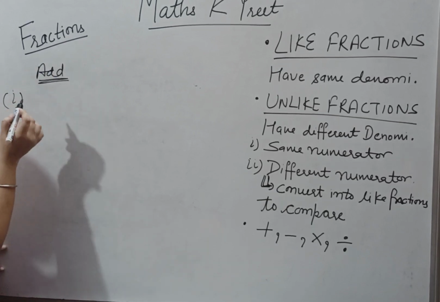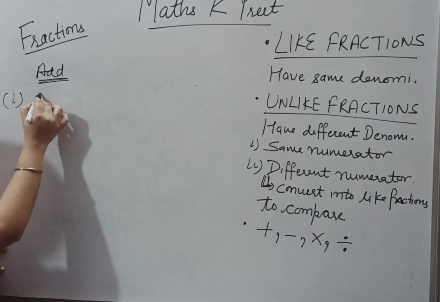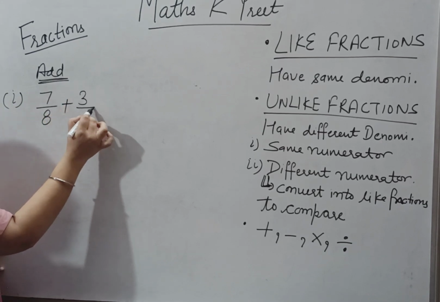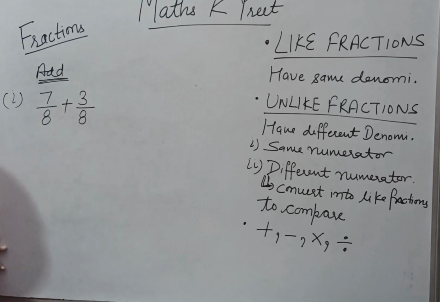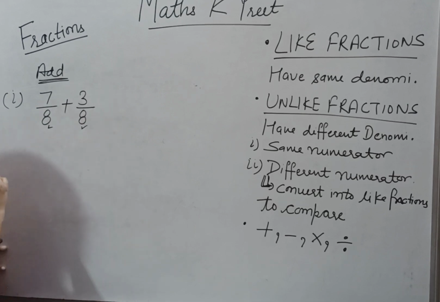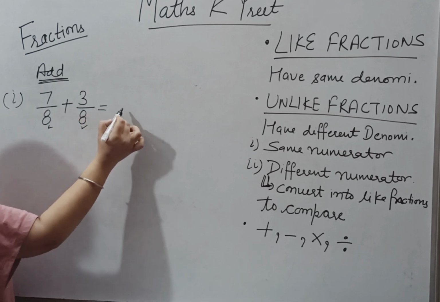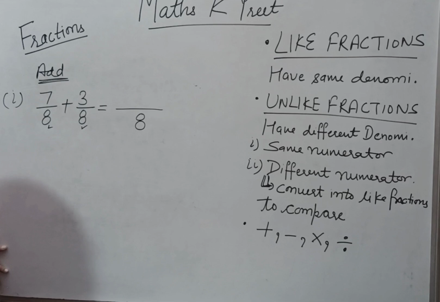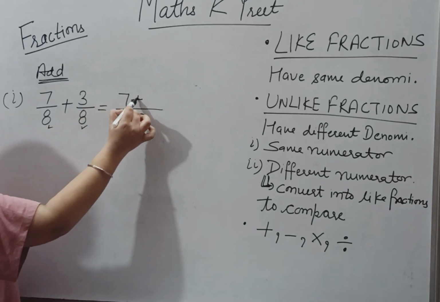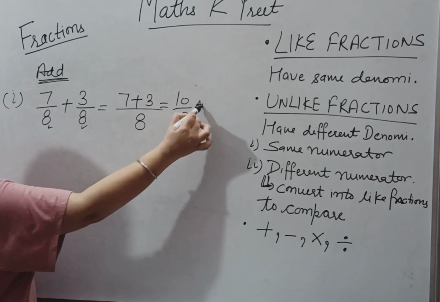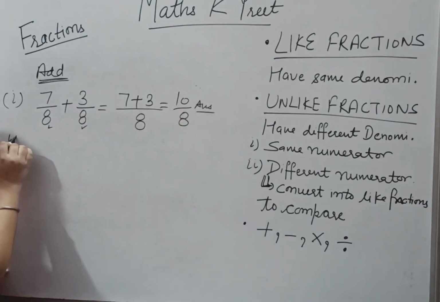First case, I'm just taking an example, say 7 by 8 plus 3 by 8. We have to add these two fractions. Clearly these are fractions with the same denominator, like fractions. How will we do it? We will just write the denominator, which is the same, once, and we will add the numerators, which gives 10 by 8. This is our answer.